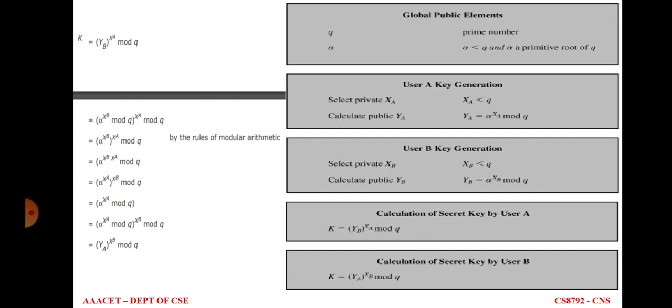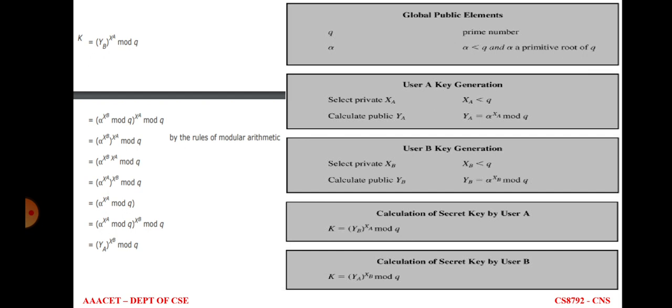After that, there are two users, user A and user B. Initially, user A selects the private key, a random number named XA, which should be less than q, and then calculates the public key value YA equal to alpha power XA mod q. Then user B does the same step. They select a private key XB, which should be less than q, and calculate the public key value YB equal to alpha power XB mod q.